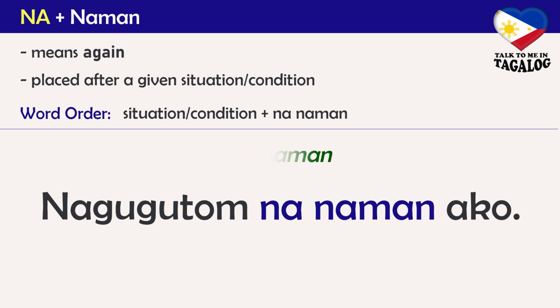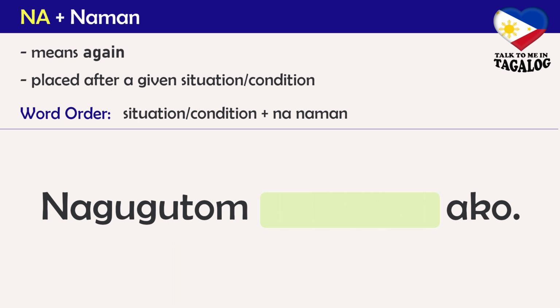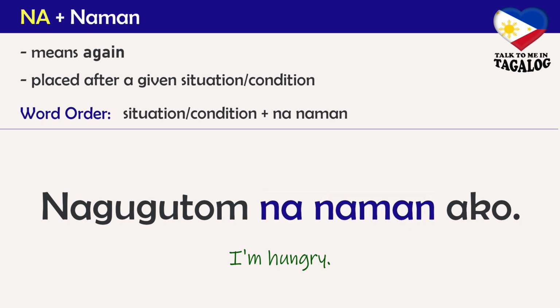For example, nagugutom na naman ako. Nagugutom means feeling hungry and ako is I or me. If you just say nagugutom ako, you're telling me that you haven't eaten anything yet and your stomach is empty. But if you tell me nagugutom na naman ako, it means that you've already eaten something a while ago, but you're feeling the need to eat again. Nagugutom na naman ako. I'm feeling hungry again.